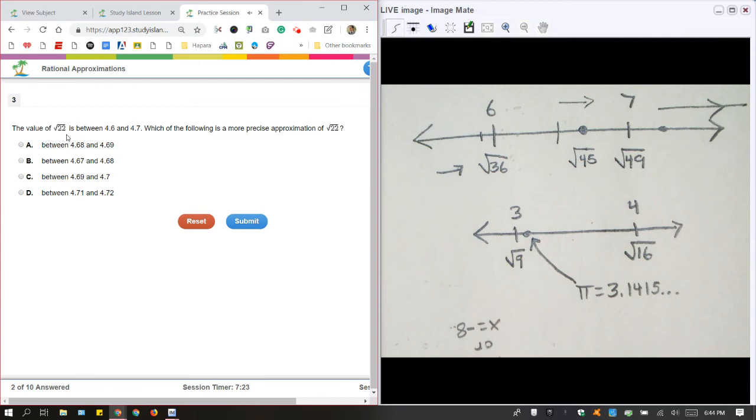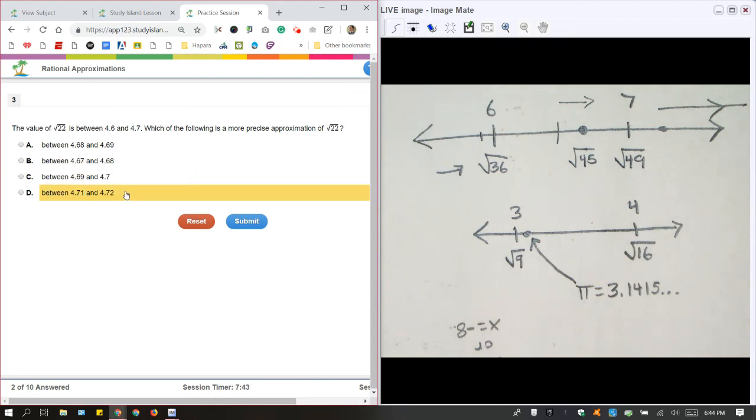The value of the square root of 22 is between 4.6 and 4.7. Which of the following is a more precise approximation of the square root of 22? Okay, so we've got 4 different options here. 4.68, 4.69, 4.7, 4.71, and 4.72.